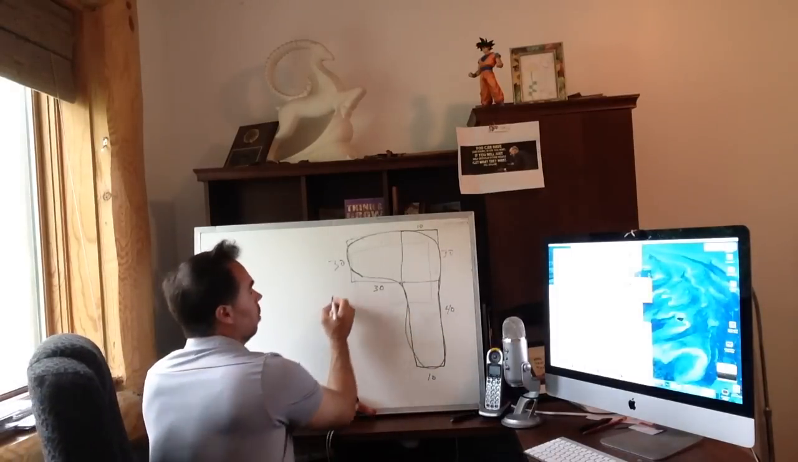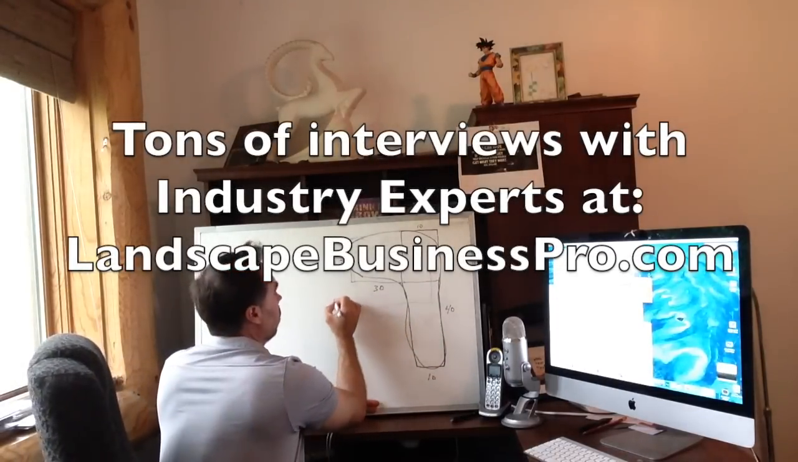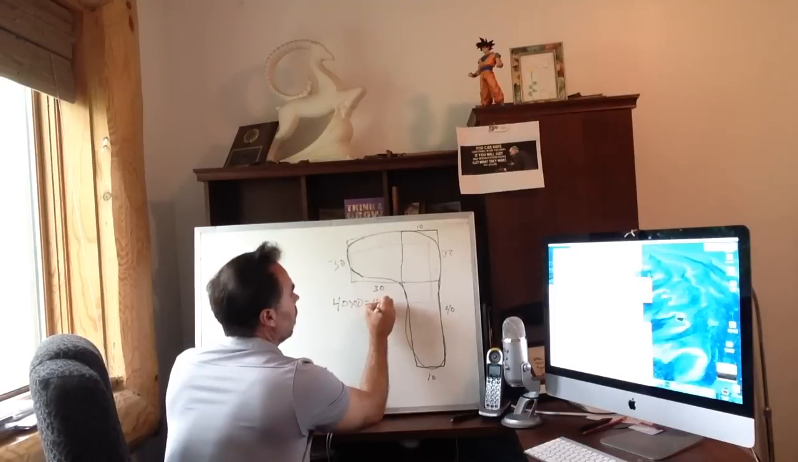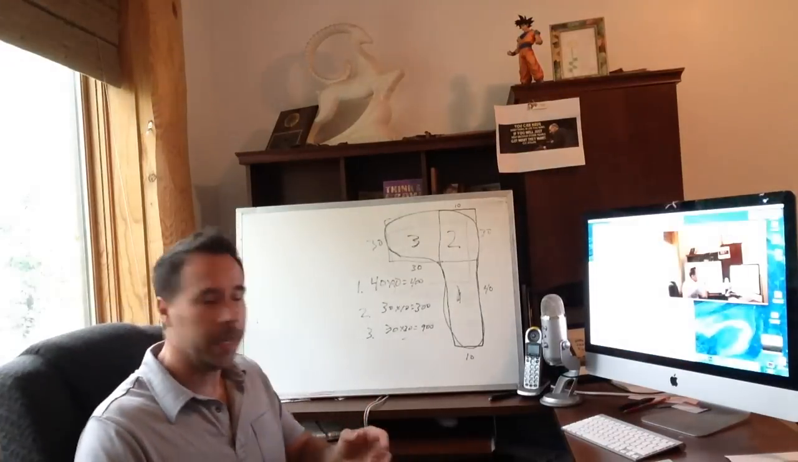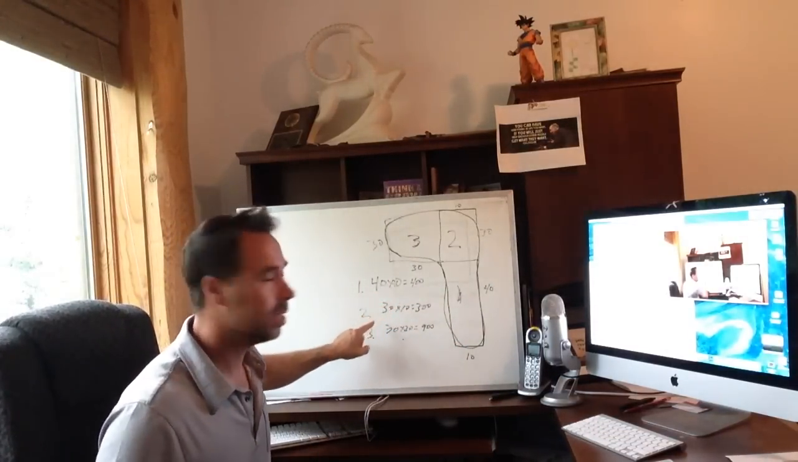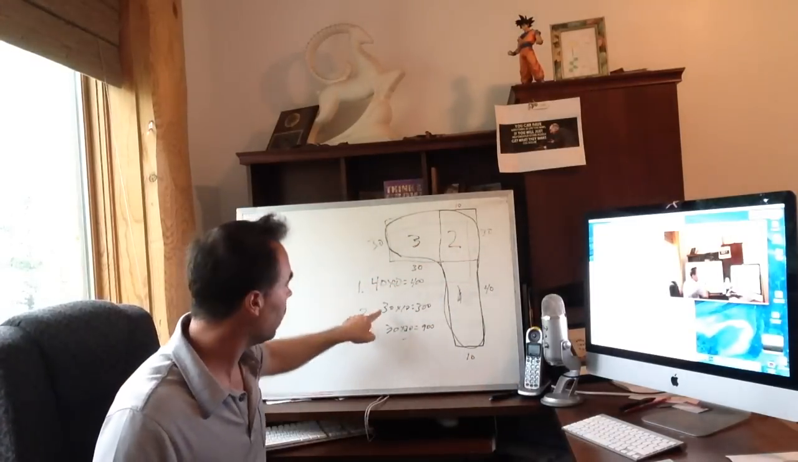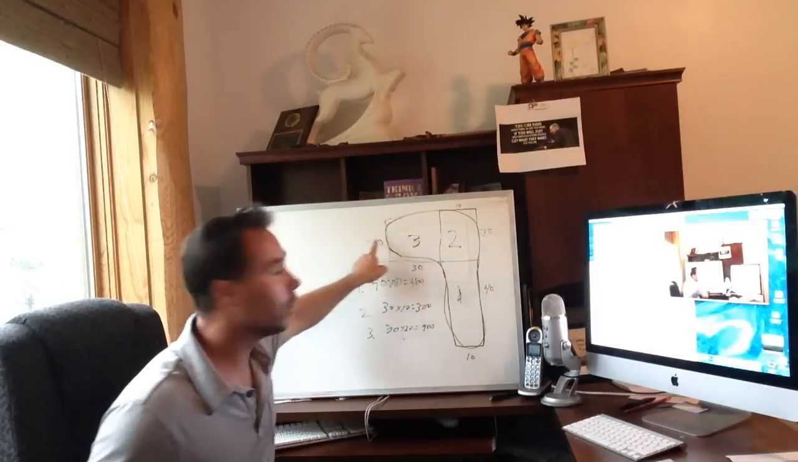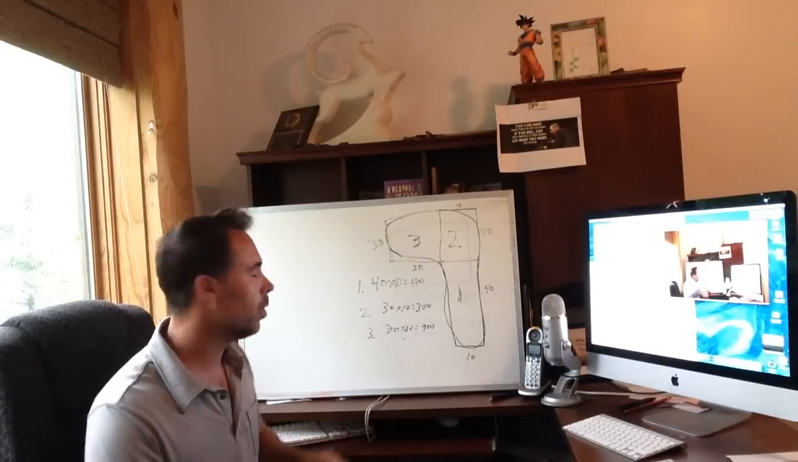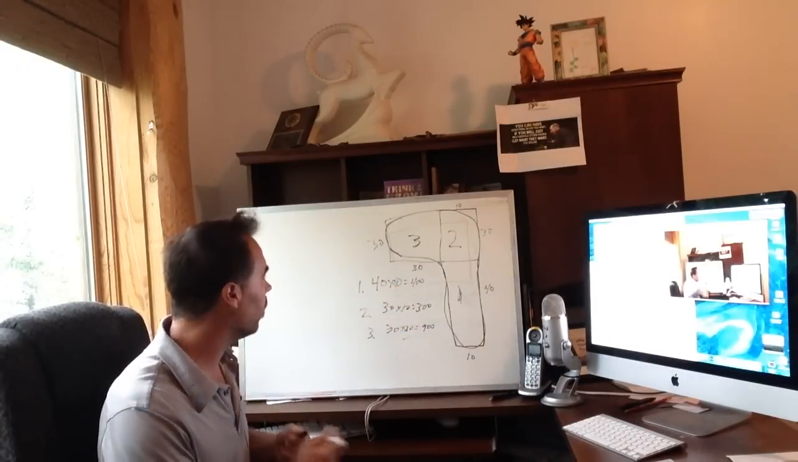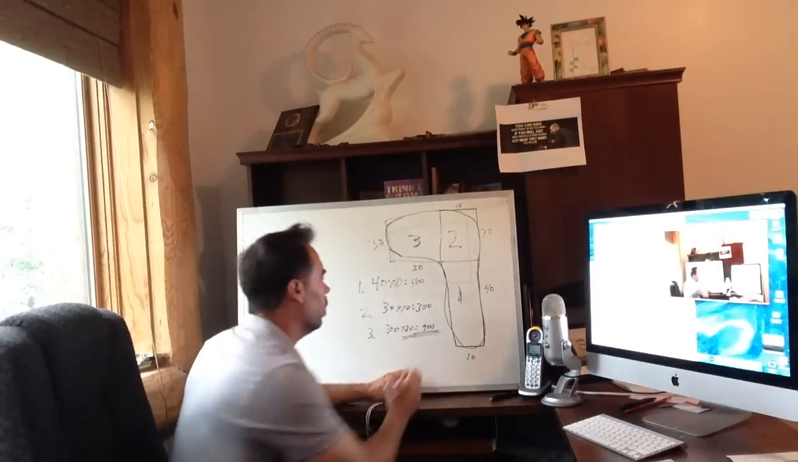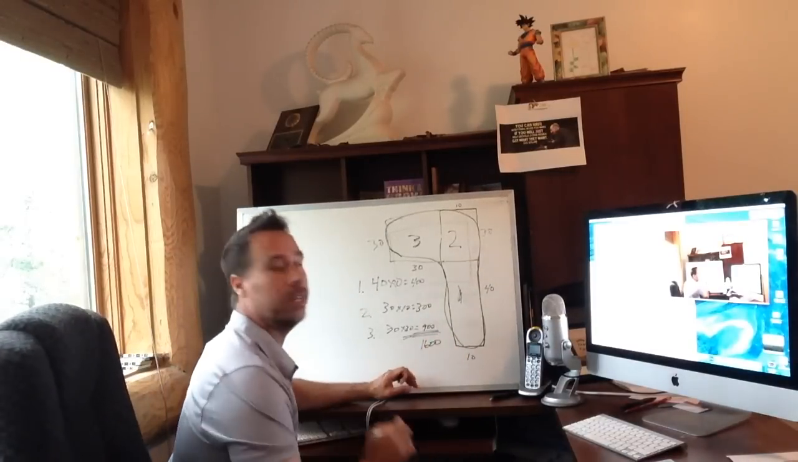So in this case, we have 3 sections we have to calculate. We broke it into 3 sections, 3 quadrants. The first quadrant is 40 by 10. The second quadrant is 30 by 10, so we just multiply 30 times 10. And the third quadrant is 30 by 30. So we have 3 separate quadrants. We're going to add those together. So we have 400 plus 300 is 700, plus 900 gives us a grand total of 1,600 square feet.